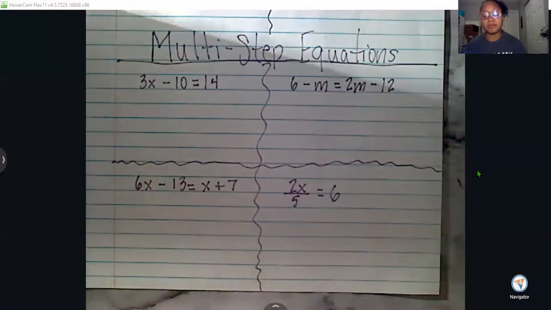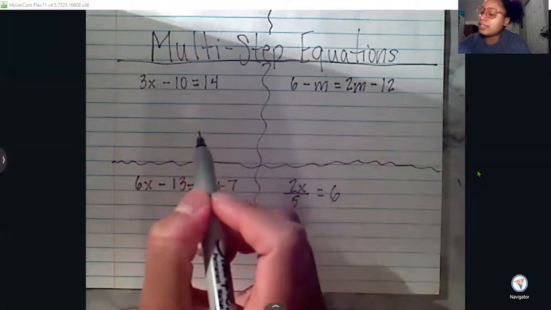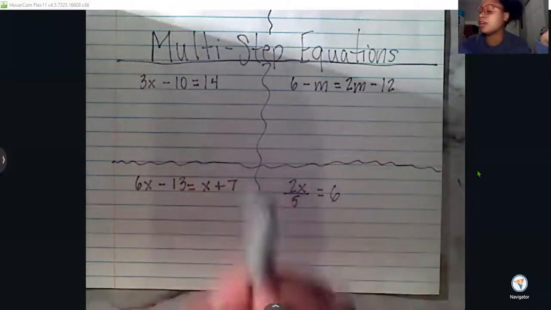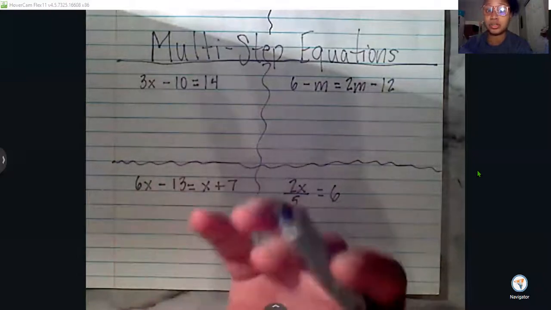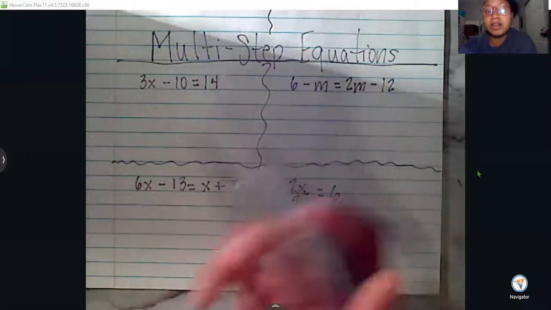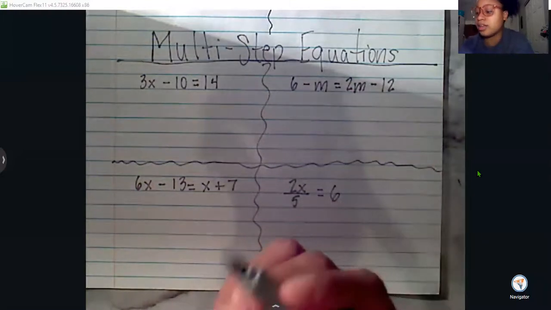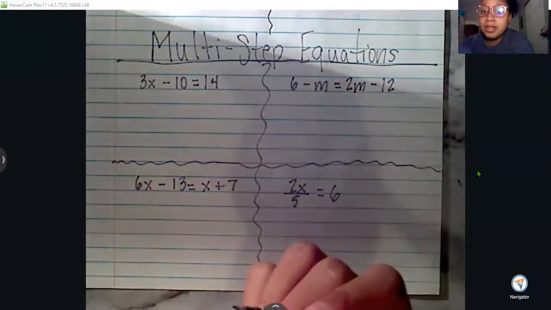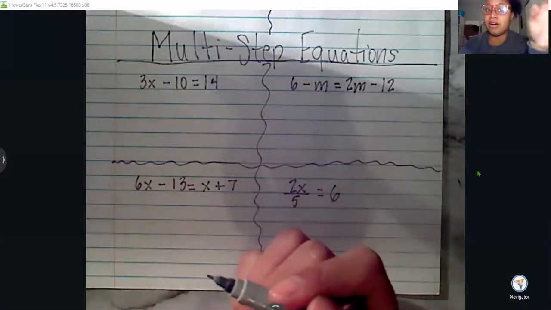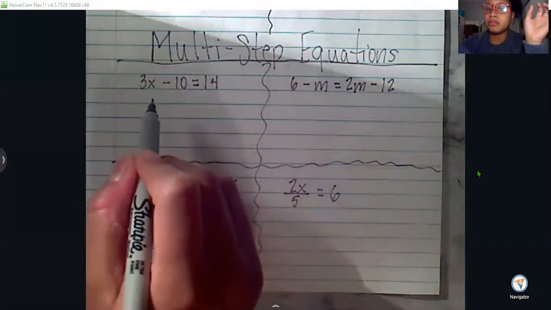So let's start from the first one. So we have 3x minus 10 equal 14. So the idea behind solving equations in general is that you want your variable to be on one side and you want the answer or your solution to be on the other side. Doesn't matter which side it's on, just as long as you have variable on one side and then the solution on the other. So typically I like to, if there's a variable on one side, try to leave that variable on that side. So since it's on the left, I want to leave it on the left side.